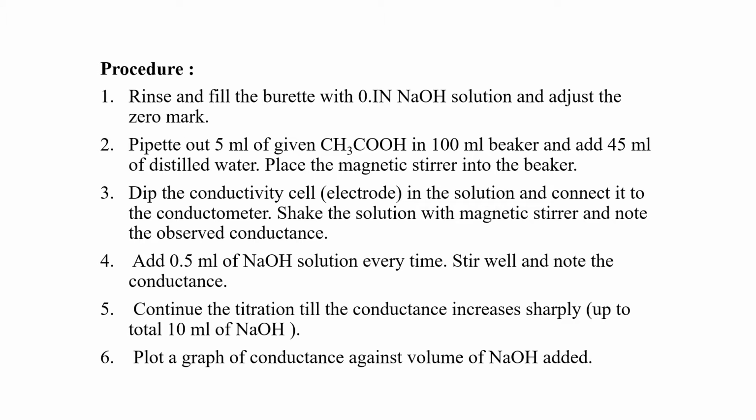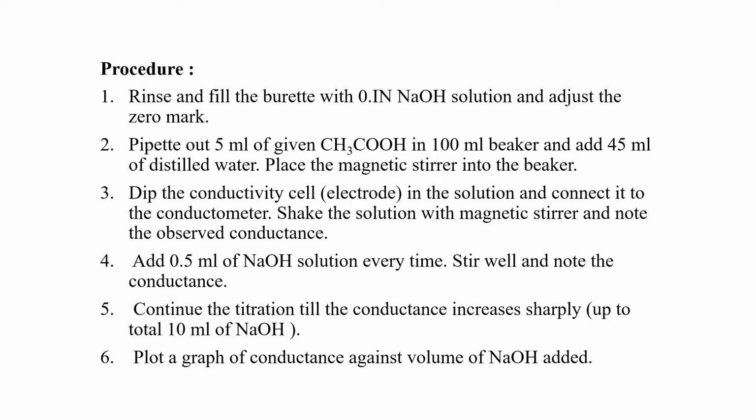Shake the solution with the magnetic stirrer and note down the observed conductance. If the magnetic stirrer is not available, we can shake the solution by hand. Add 0.5 ml of NaOH solution every time. Stir well and note the conductance. Continue the titration till the conductance increases sharply, up to a total of 10 ml of NaOH added into this solution.